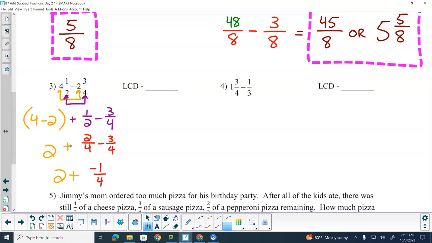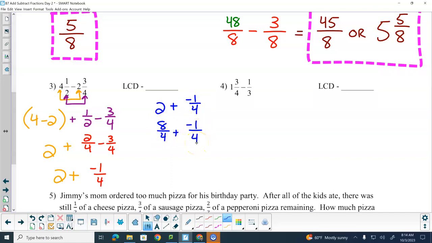Yep. So that would become how many fourths? No, 2 is how many fourths? 8 fourths. Yep. So we're going to make a second problem up here where we're going to say that 2 plus negative 1/4 is going to be 8/4 plus negative 1/4.